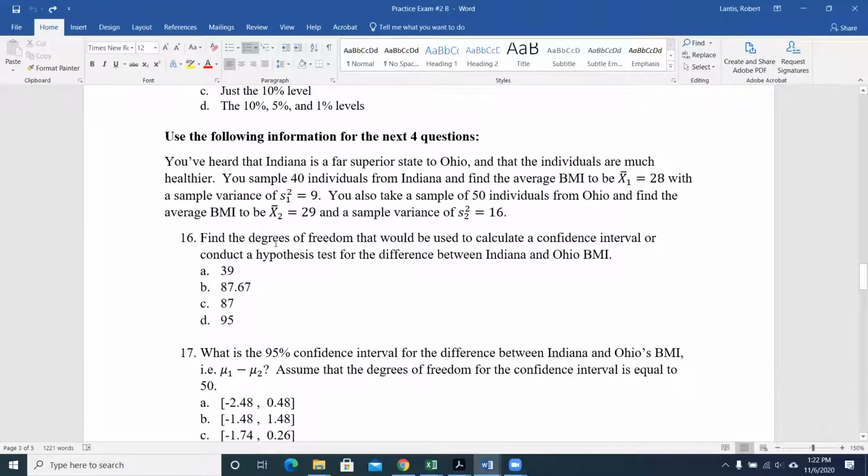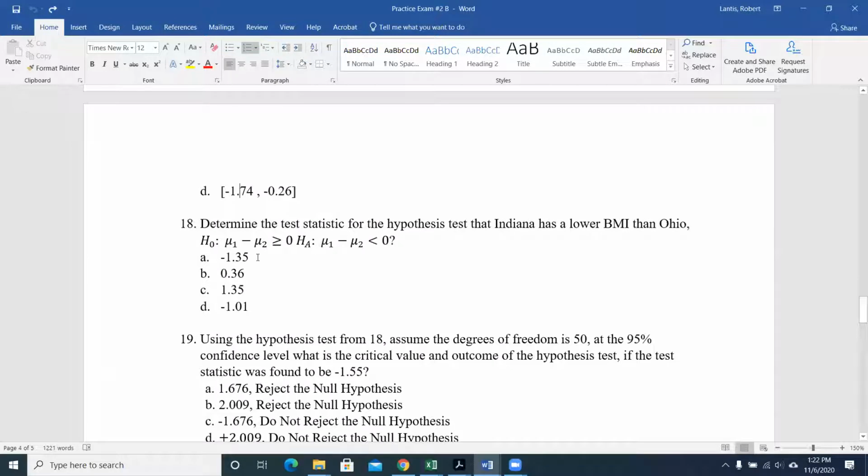Let's see, we would get -1 divided by the square root of 9/40 plus 16/50. So -1.35 would be our test statistic there.